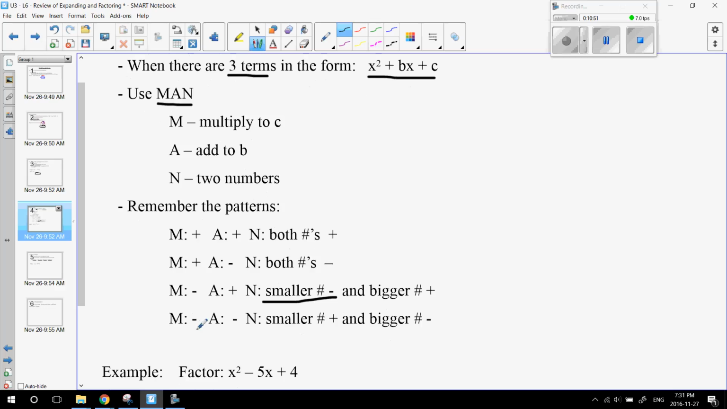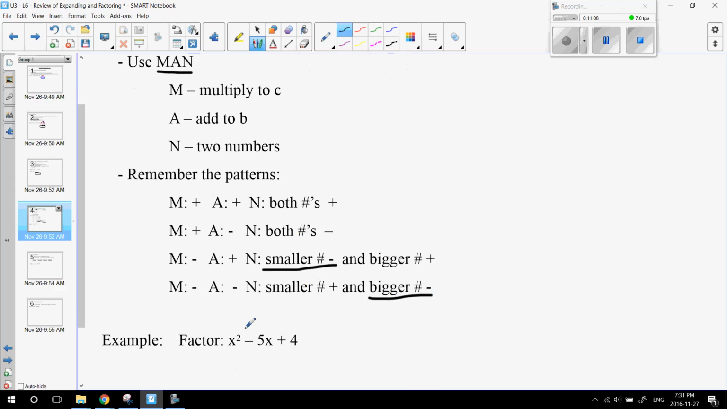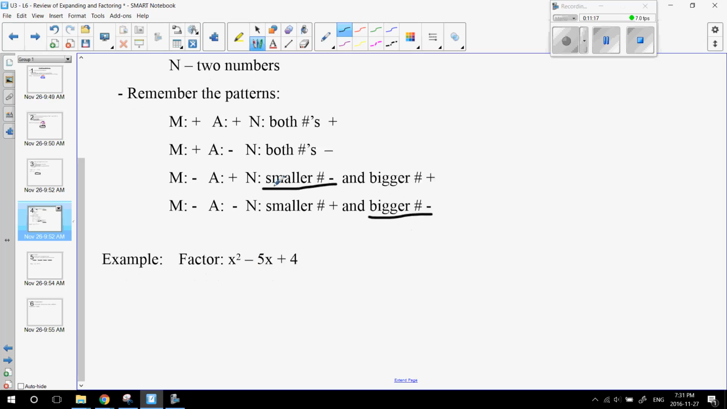The last pattern is if the multiply number is negative, and the add number is also negative. We know for sure that one number must be positive and one number must be negative. But because the add number is negative, the bigger number has to be negative this time. So make sure you have these patterns ready when you're trinomial factoring, because they'll help you come up with those numbers really quickly.